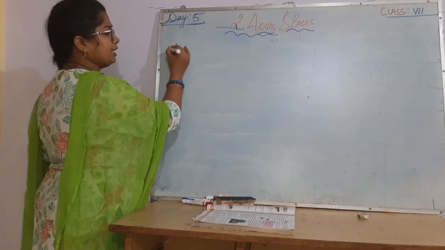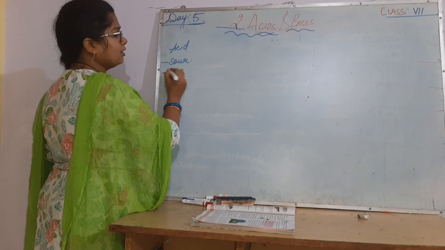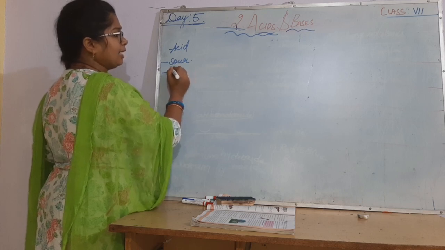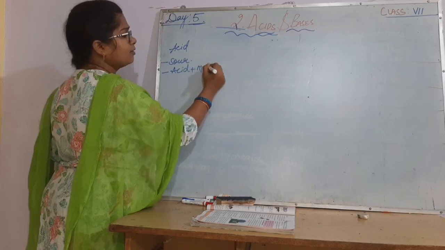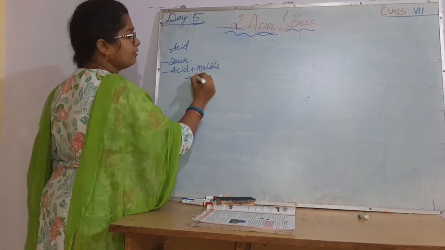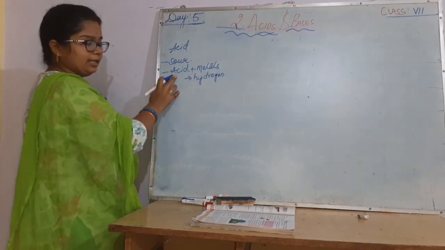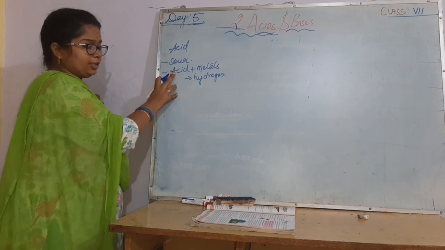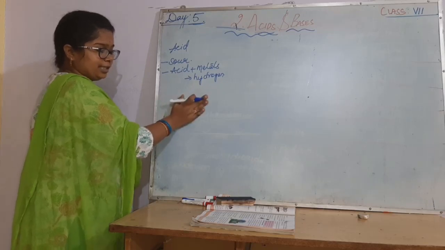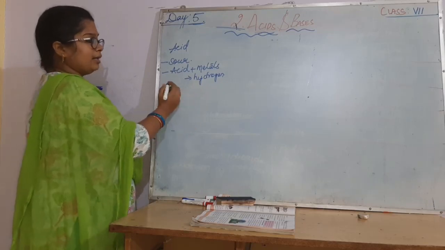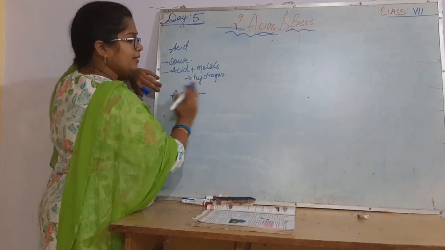Acids are sour to taste. What else? When acids react with metals, which gas will they give out? They will give hydrogen gas out. Like acids, in lemon juice we have added zinc, magnesium and all, we saw it, right? Which gas is released? Hydrogen gas is released.